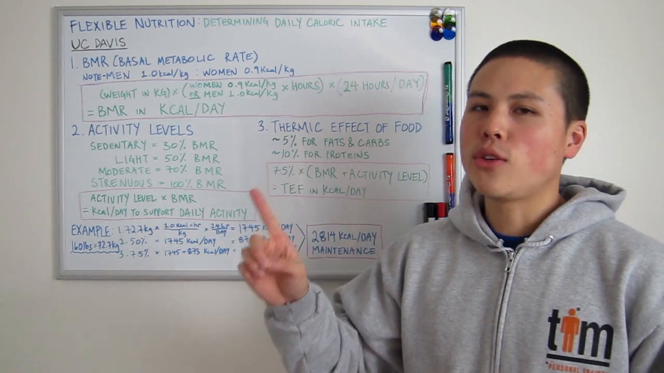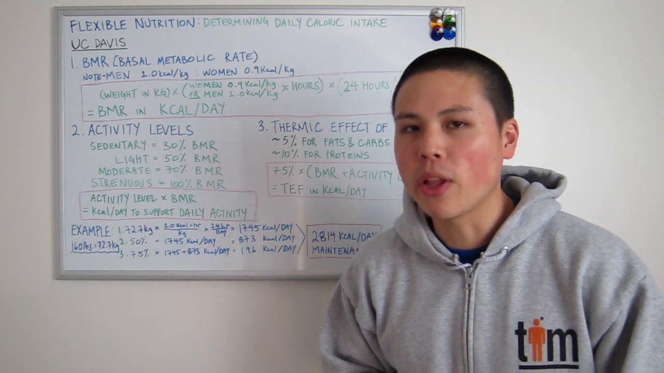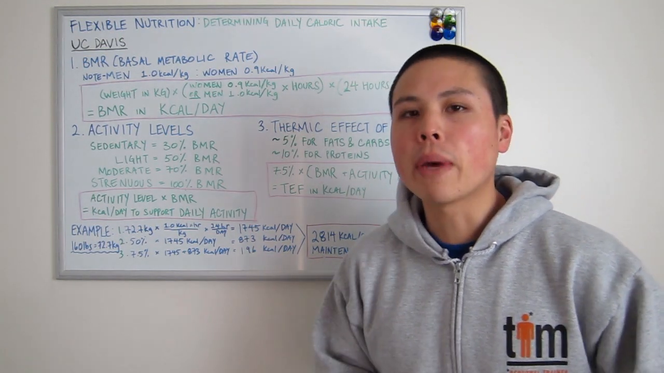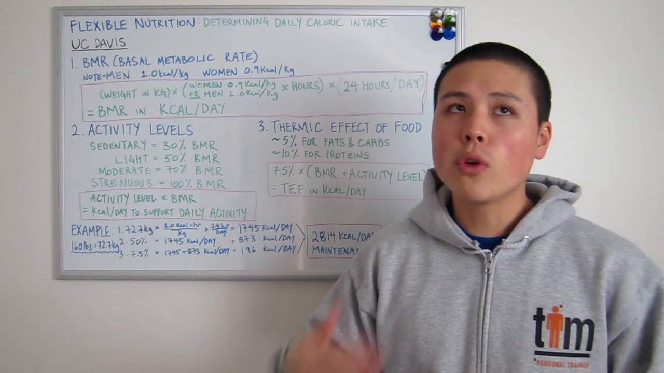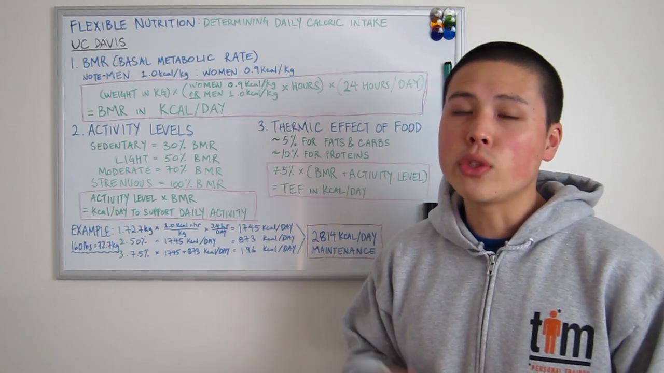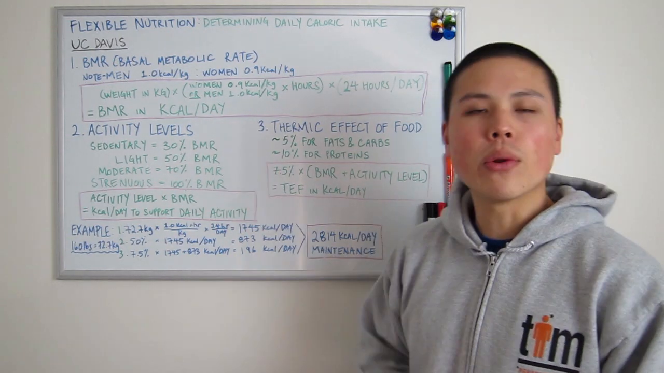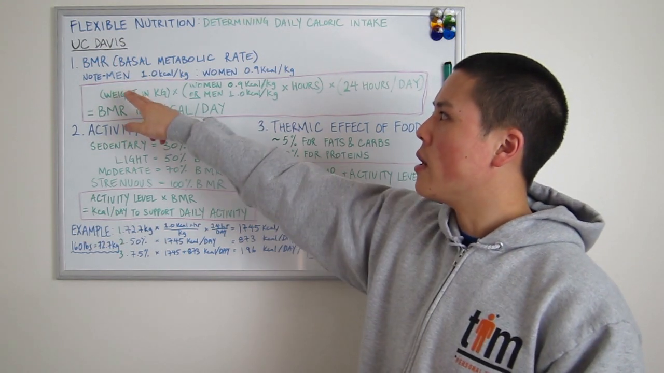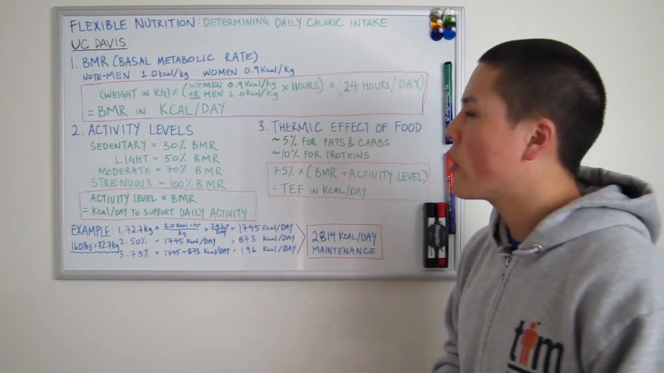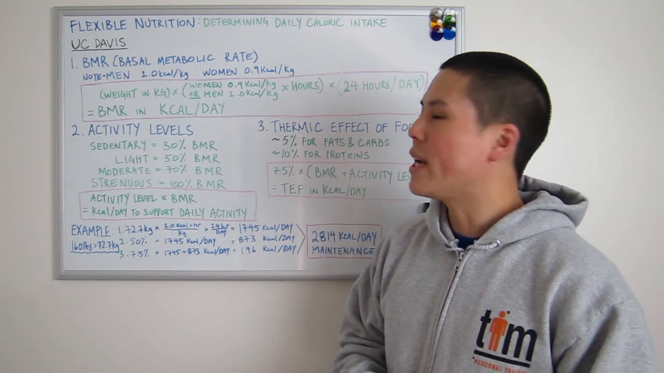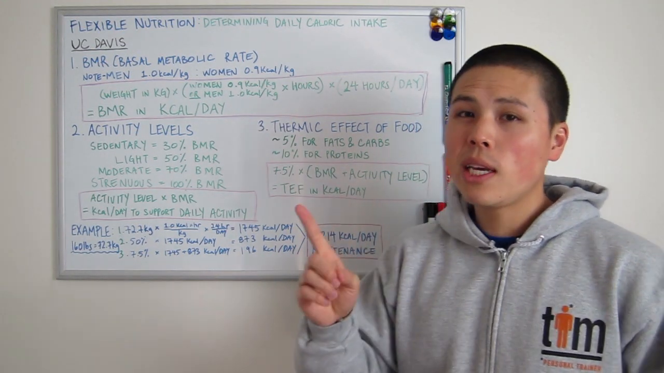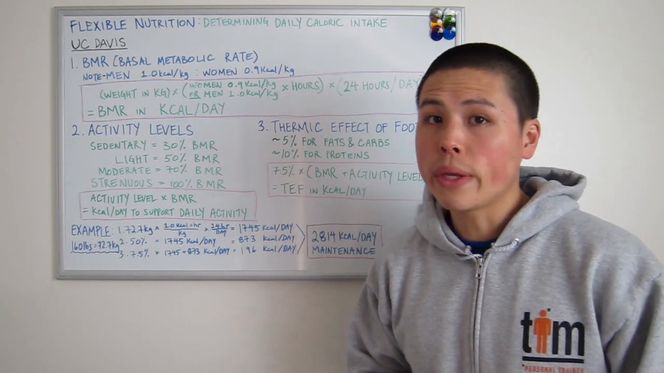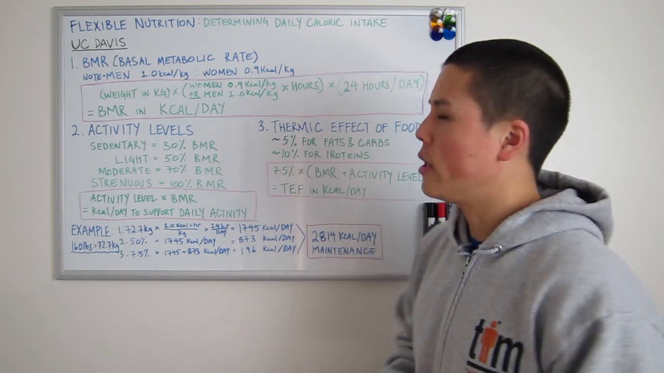So number 1, you want to find your basal metabolic rate, also known as your resting metabolic rate. If you were to do nothing all day, you'd still be burning calories, and this is how many calories you would be burning. First thing we've got to note is that men burn about 1 calorie per kilogram, and women burn about 0.9 calories per kilogram. 1 kilogram is equal to 2.2 pounds, so that'll help with conversions later.